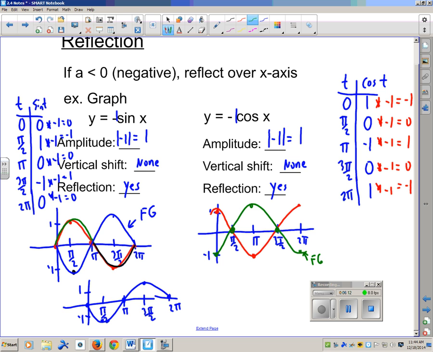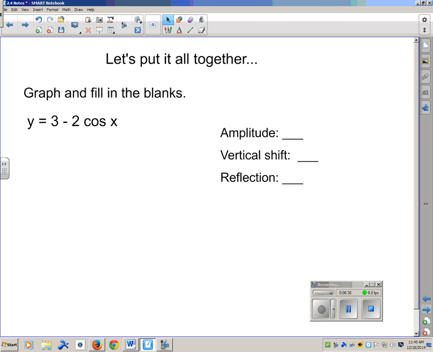Or you could have just simply looked at your ordered pairs over here and plotted them down. So I could have done 0, -1, pi over 2, 0, pi is at 1, 3 pi over 2 is at 0, and 2 pi there I'm at -1, and then I simply connected those. So there's my reflection. So now let's put it all together and graph out some of these.